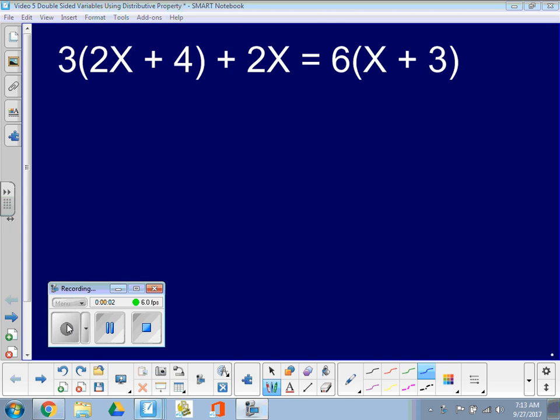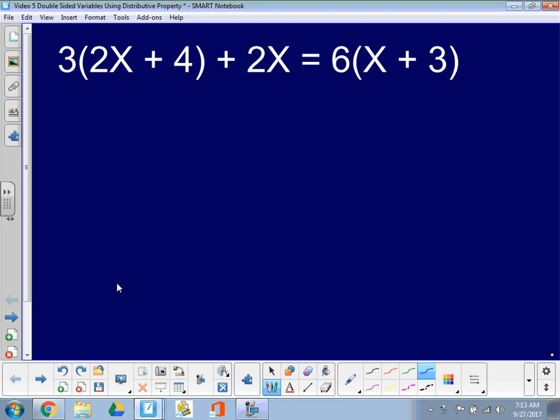Welcome to our video on using the distributive property to solve double-sided variable equations. If you take a look at the equation, there is no sign between the 3 and the set of parentheses, and on the other side there is no sign between the 6 and the parentheses. What that means is you're going to distribute or multiply the 3 times each term inside the parentheses.